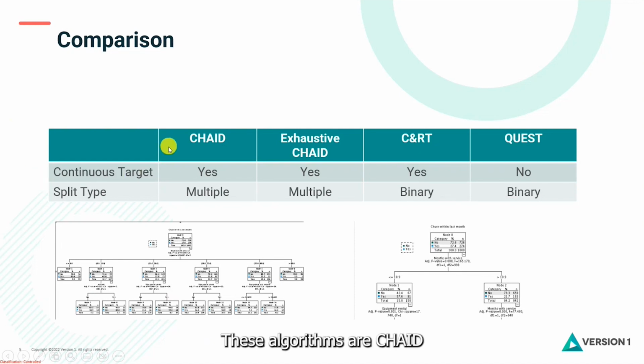Now, I mentioned that some algorithms allow you to predict both a categorical and a continuous target. These algorithms are CHAID, exhaustive CHAID, and classification and regression trees. If we're looking at split type, CHAID gives us multiple splits. Exhaustive CHAID does the same. So here's a tree with multiple splits. Versus binary splits, and this is classification and regression trees and Quest. And again, here's a tree with binary splits.